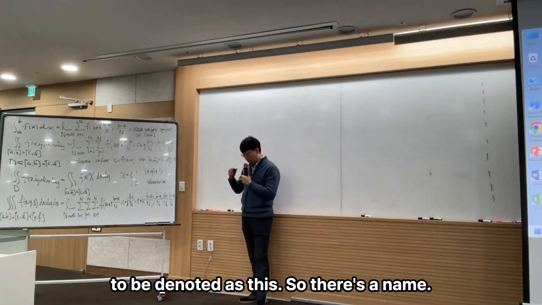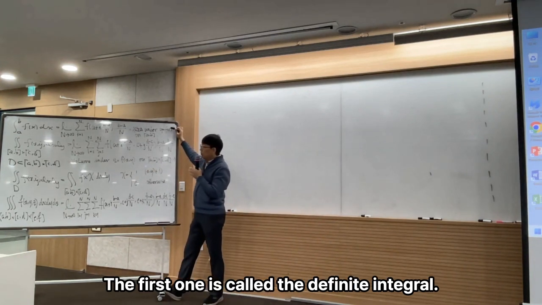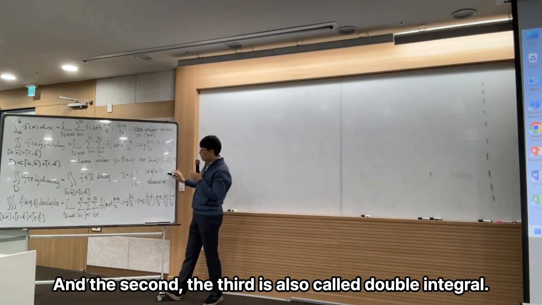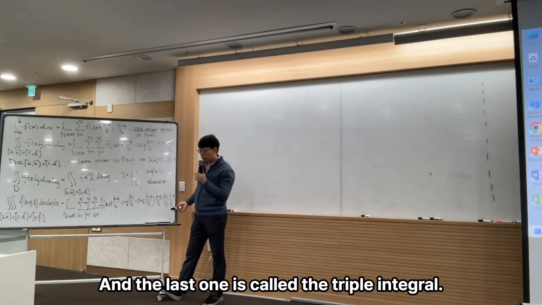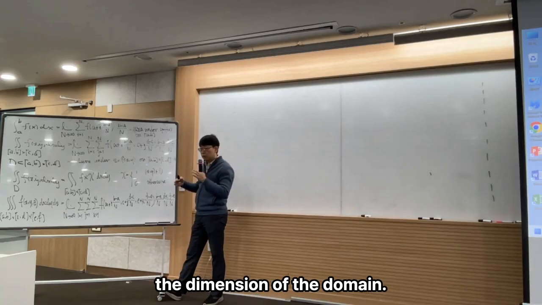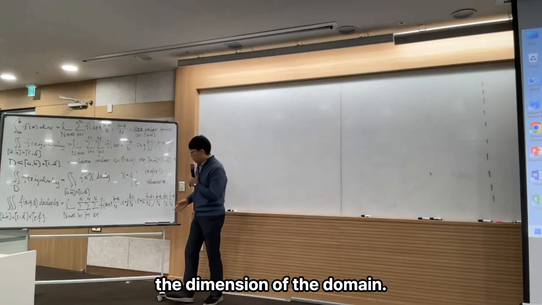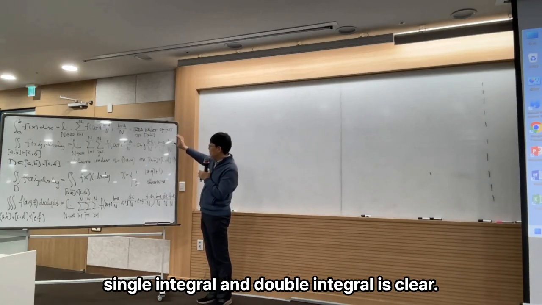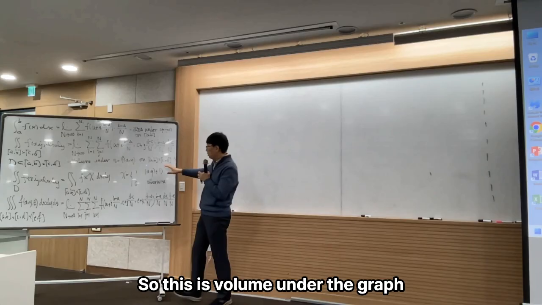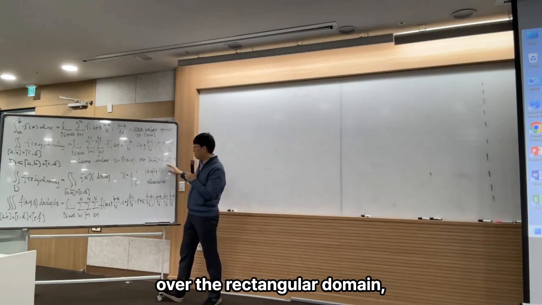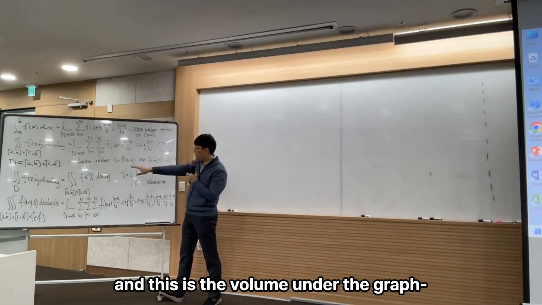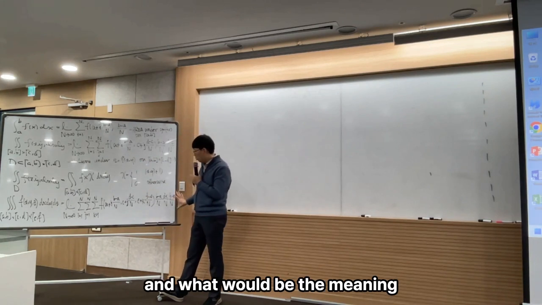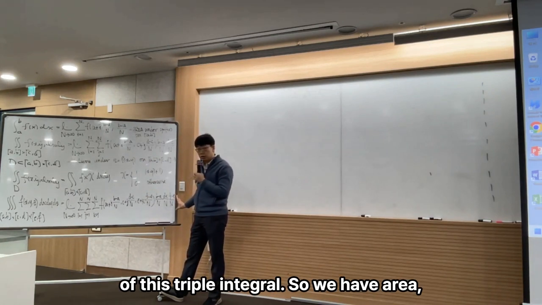There are names for these. The first one is called the definite integral. The second and third are called double integrals, and the last one is called the triple integral. Double and triple just mean the dimension of the domain. The meaning of the single and double integral is clear: this is the volume under the graph over the rectangular domain, and this is the volume under the graph over this region D. What would be the meaning of this triple integral?